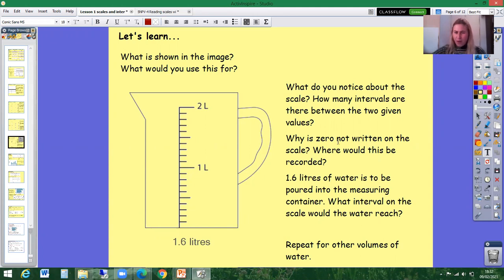It says, why is 0 not written on the scale? Where would it be recorded? So if this is 2 and this is 1, I would need to go right to the bottom, right to where it starts from, from the very beginning of that line.